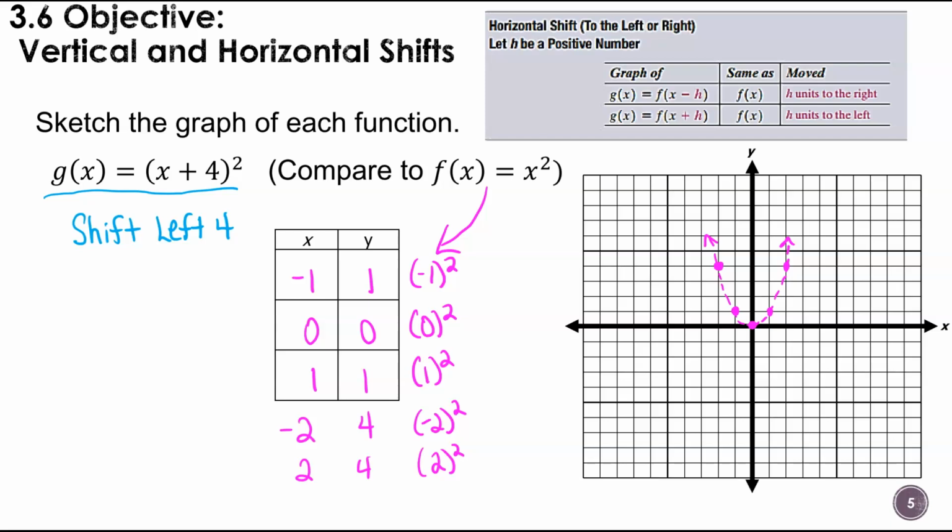It's shifting left 4. So let's just count. 1, 2, 3, 4. 1, 2, 3, 4. 1, 2, 3, 4 on that one. Let's go ahead and do these. 1, 2, 3, 4. And then on this one, 1, 2, 3, 4. Notice we're going to go right through there. And that's okay, right? That's just perfectly fine.